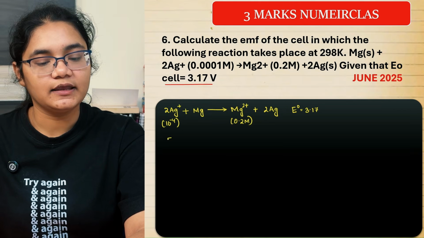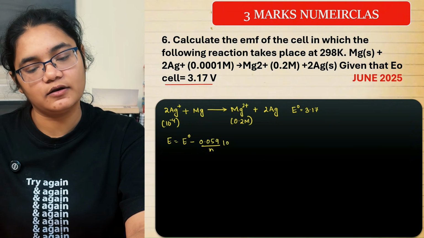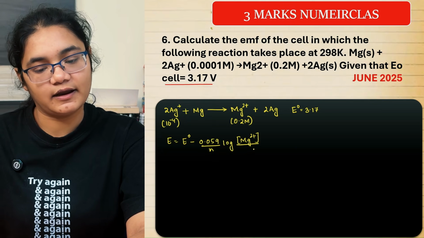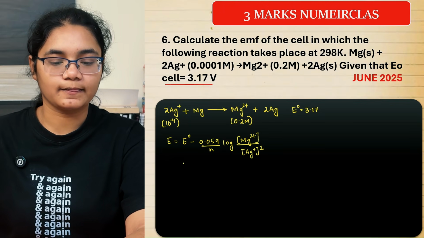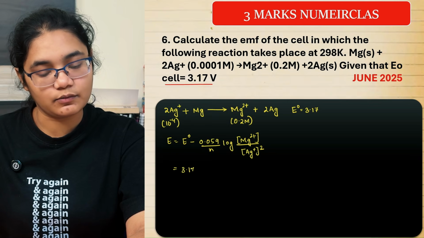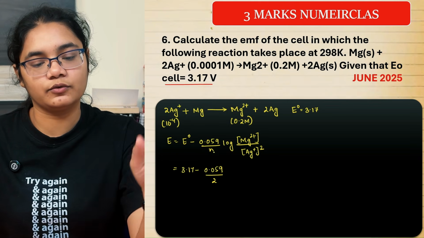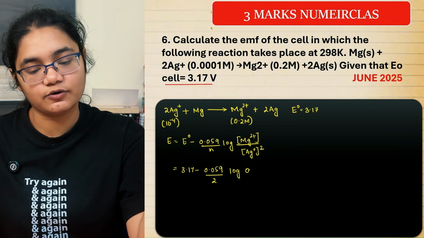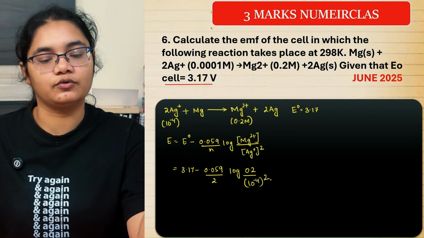3.17. Okay, E value is equal to E naught minus 0.059 by N log of magnesium 2+ divided by Ag+ to the power of 2. Now E naught value is 3.17 minus 0.059 by 2. Number of electrons you can easily see is 2. Log of Mg2+ concentration is 0.2, silver concentration is 10 to the power of minus 4 to the power of 2.